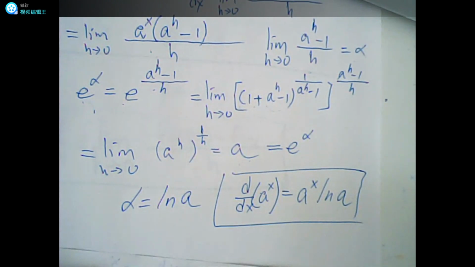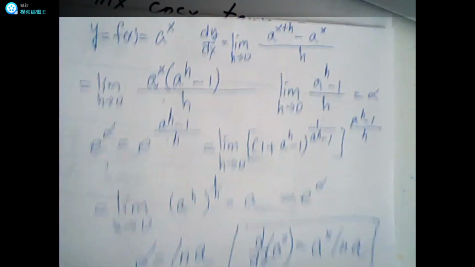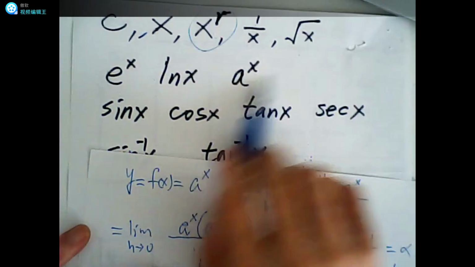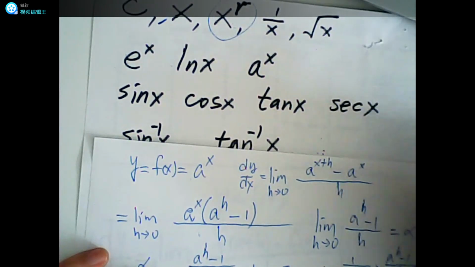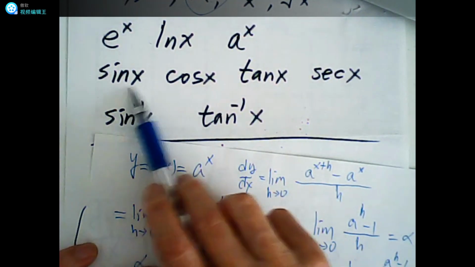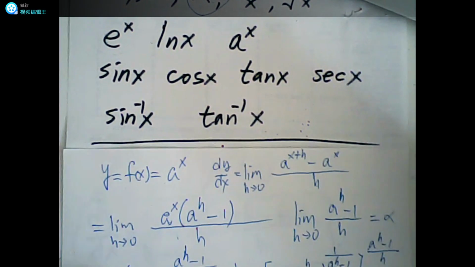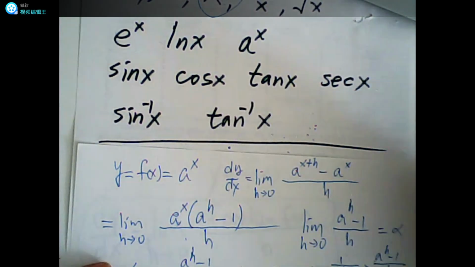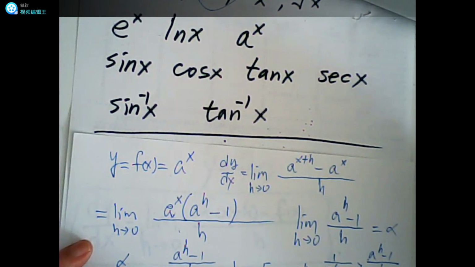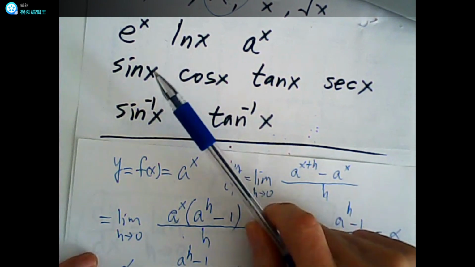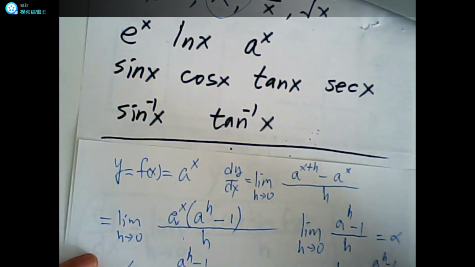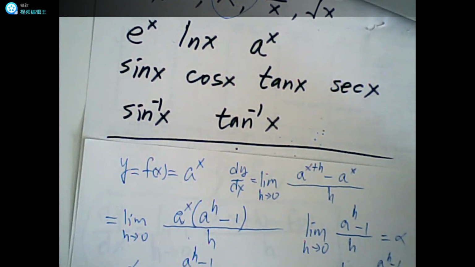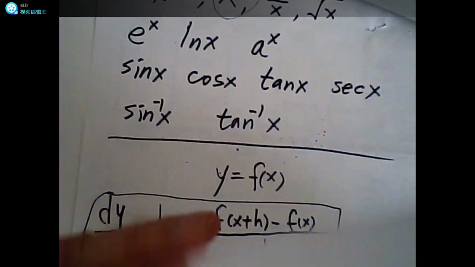Well, tricky. Okay. All right. So we have done all the algebraic functions. Then we do the trig functions. Now, I select these, right? The rest is similar. You can do by yourself, right? I just do sine, cosine, tangent, secant, and arcsine, arctangent.